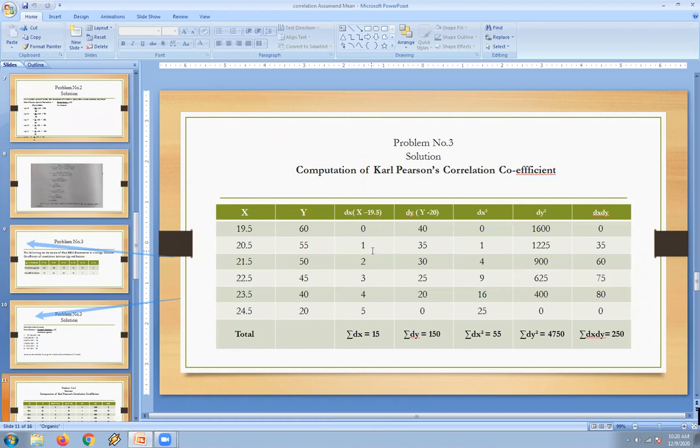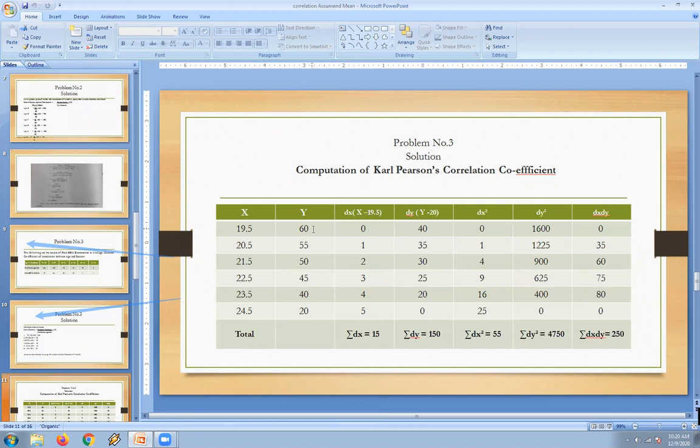20.5 minus 19.5 is 1. Then 21.5 minus 19.5 is 2. 22.5 minus 19.5 is 3. And 23.5 minus 19.5 is 4. 24.5 minus 19.5 is 5. Now we need to calculate dx, that is 5, and the dy value also needs to be calculated.